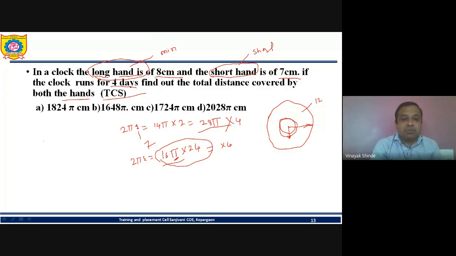Okay, so 1648 pi is the right answer. And this is asked in TCS. Okay, go for next.